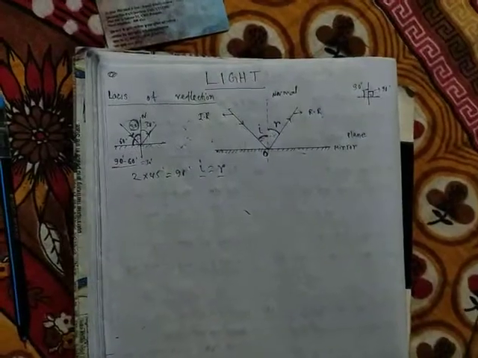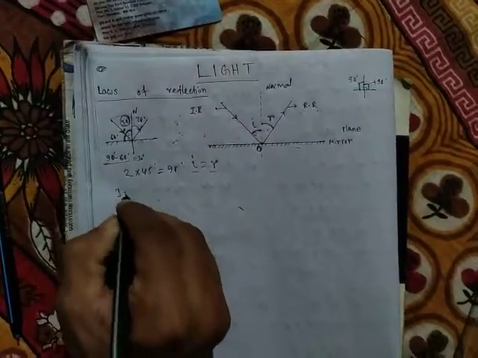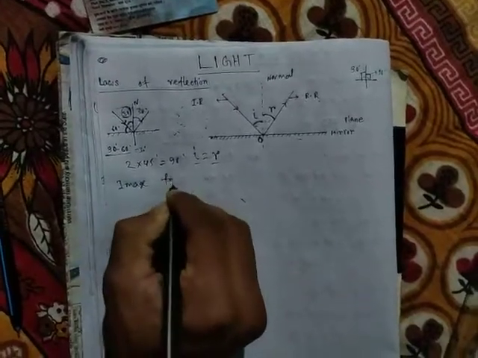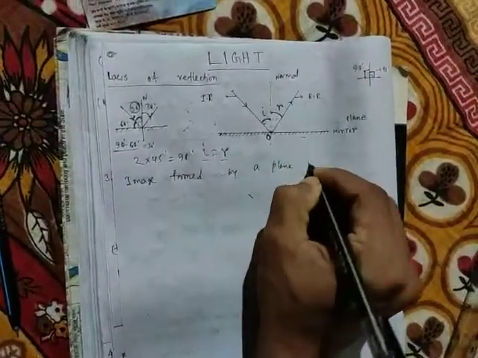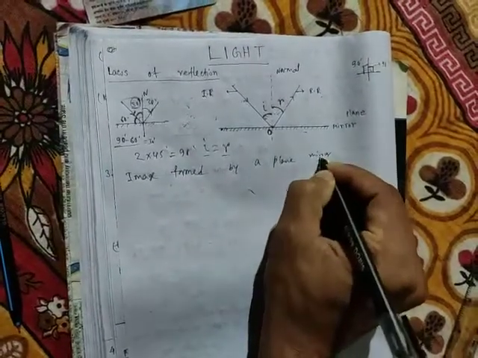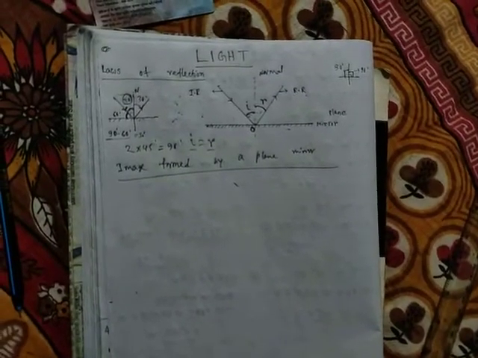Clear everybody? Now the image formed by a plane mirror. In the last class I have already discussed the characteristics of the image formed by a plane mirror. So see, how can we draw this?